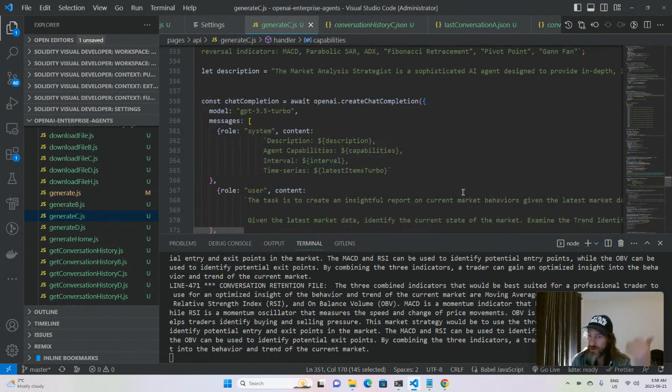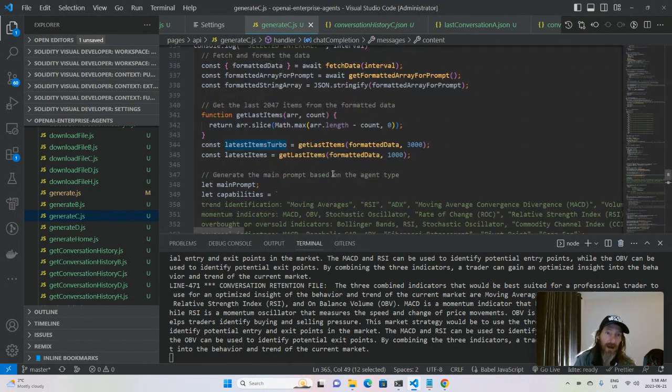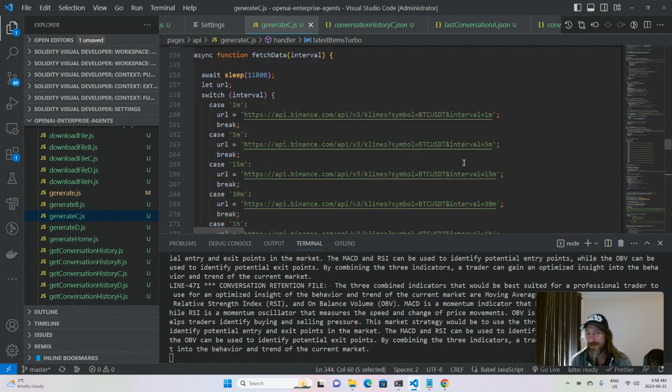What else here? Interval. When I choose like 1 minute, I want it to know that I'm looking at 1 minute. And well, the last item. I have my other prompts from before. I couldn't put too much into it. It was just not taking it. But now I'm capable of putting a lot more of the latest items that are coming from Binance.